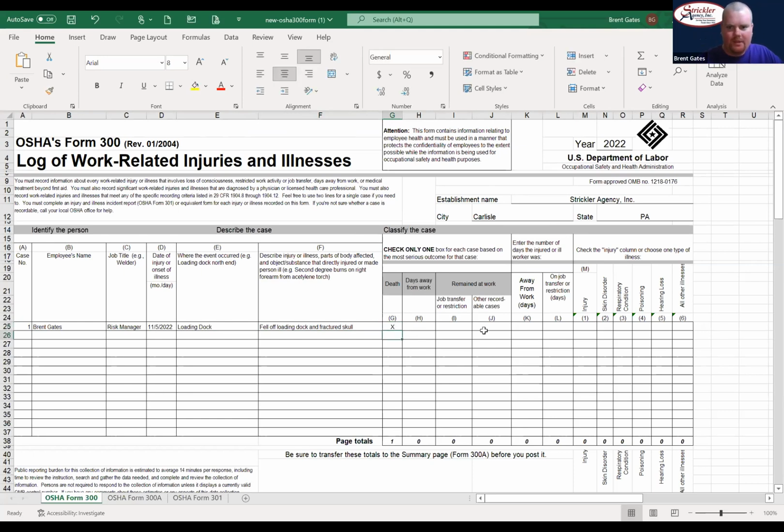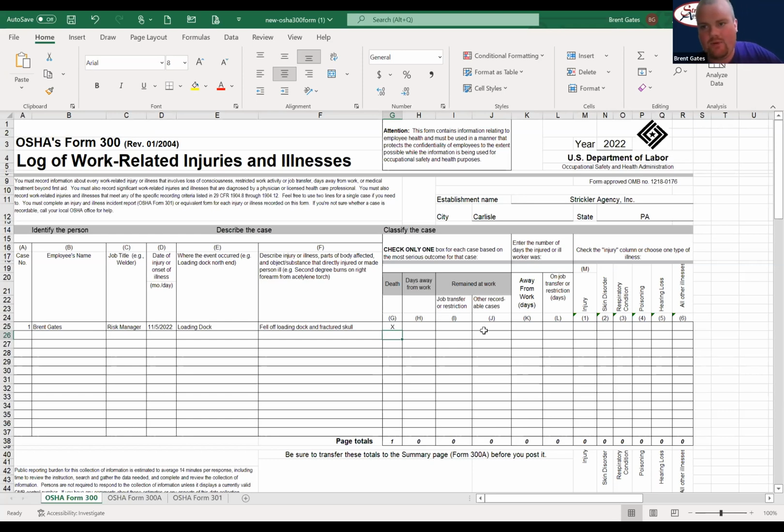Check, what have you. So in this situation, you're only picking 1. We have a death here, so we're going to pick the worst case scenario. It was a death, right? But we could have days away from work, a job transfer or restriction, or other recordable cases. Some situations we may have days away from work and a job transfer or restriction. We're going to check the box in the worst case scenario. So we're only checking 1 box in this area.